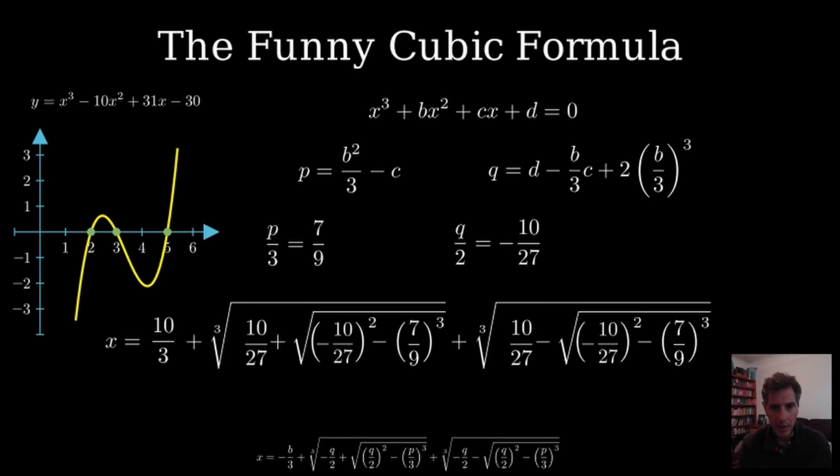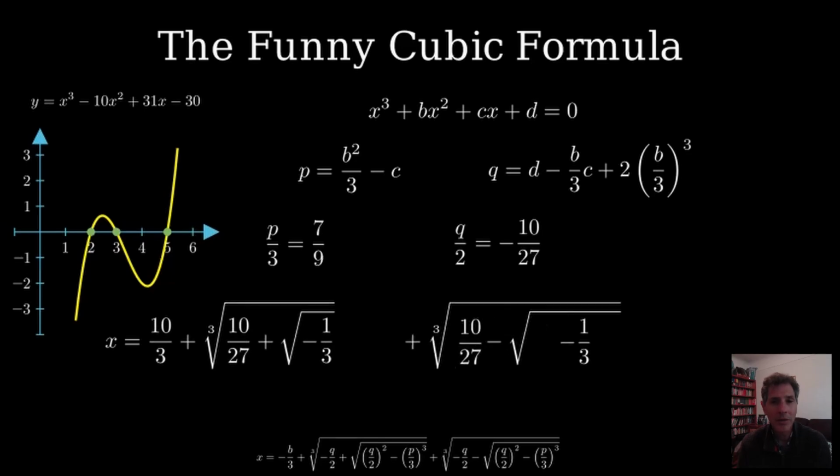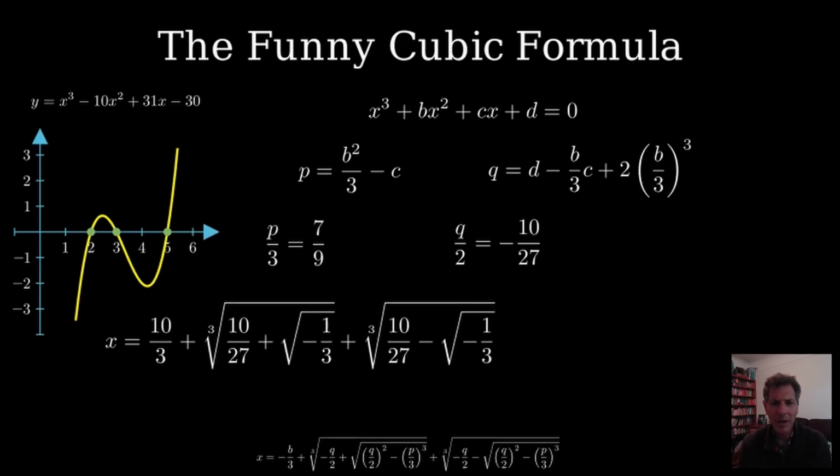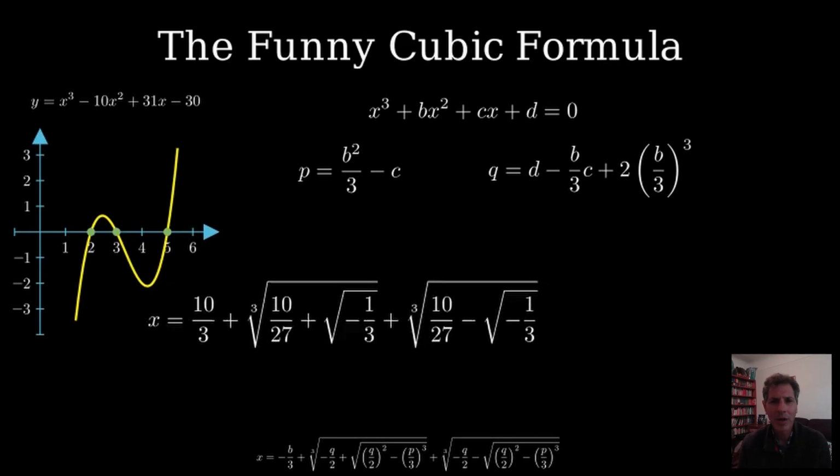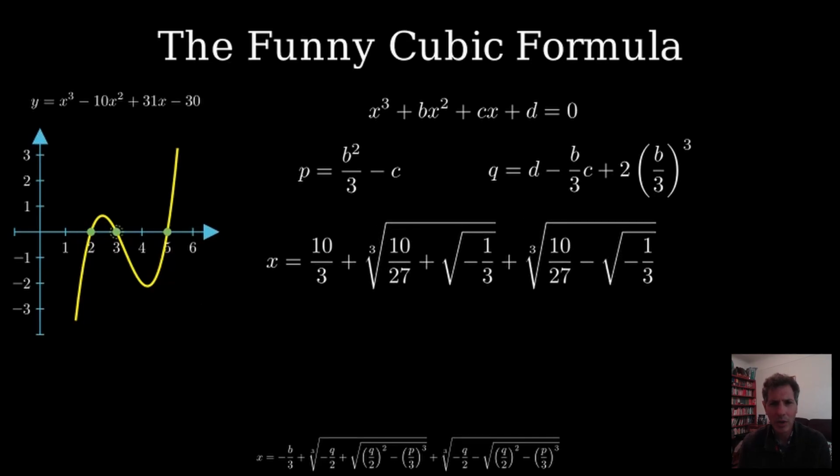Simplifying the radicand to -1/3, we find our result for x. But wait a minute, shouldn't our result for x be either 2, 3, or 5? Or better yet, shouldn't the answer for x somehow be 2, 3, and 5 all together? Well, the funny cubic formula has expressed our answer in terms of the square root of negative numbers.